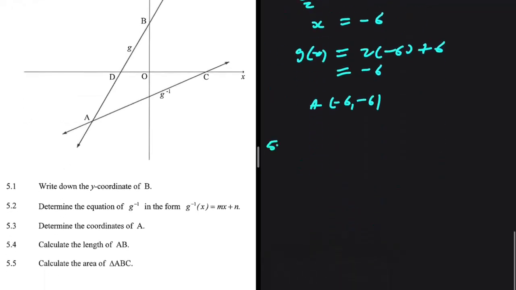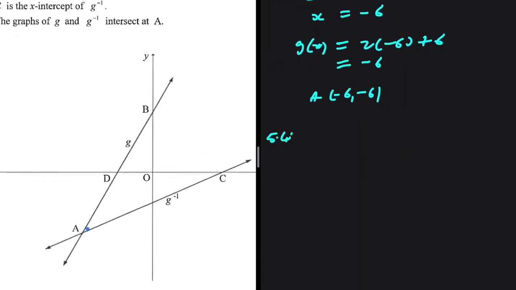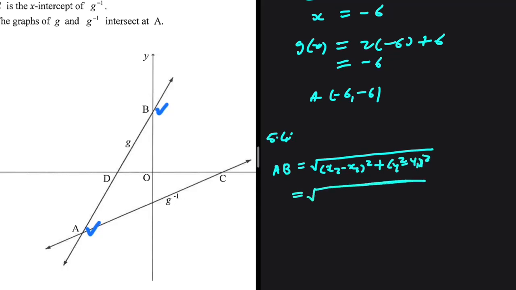Let's take a look at 5.4. In 5.4, we're looking for the length of AB. We have the coordinates of A and we have the coordinates of B. So finding the length of AB should be pretty much straightforward. We're going to have AB equal to, we're going to use the distance formula. That is the square root of x2 minus x1 squared plus y2 minus y1 squared. So the coordinates of B, we have 0 and 6. The coordinates of A, we have minus 6 and minus 6.